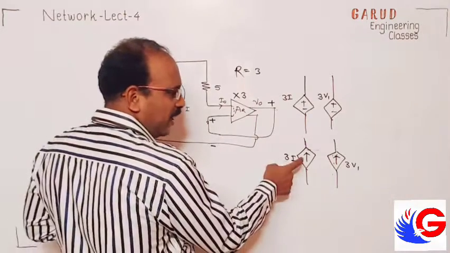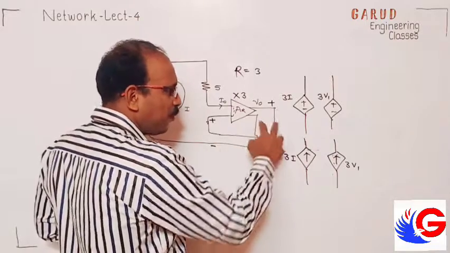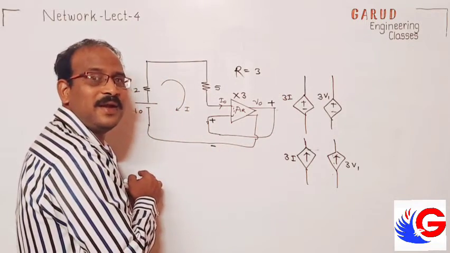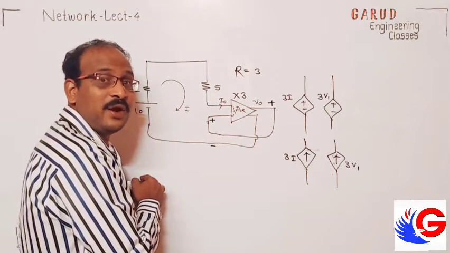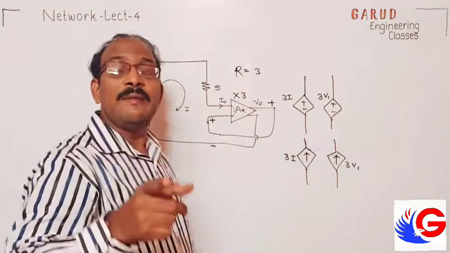So what is this? How can I design 3I? 3I means it is taking current and the output is also current. How is the current inserted? Current is inserted not in series. While adding, current should be inserted in parallel. I will tell you that.